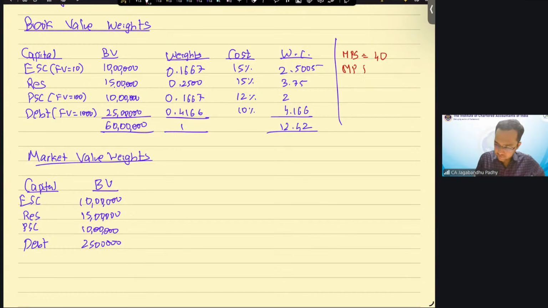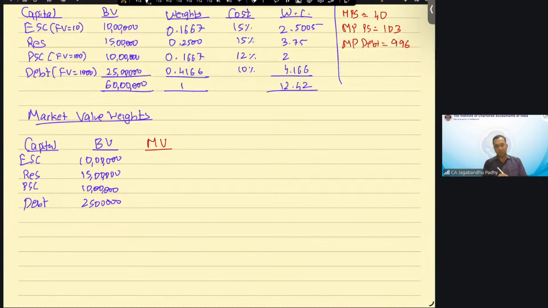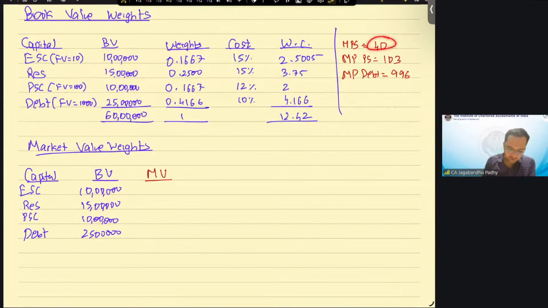Market price of preference share is 103, and market price of debenture is 996. So we have to first get the market value of each of these. So what is the market value of equity shares now? They're saying 40 rupees per share. So face value is 10.